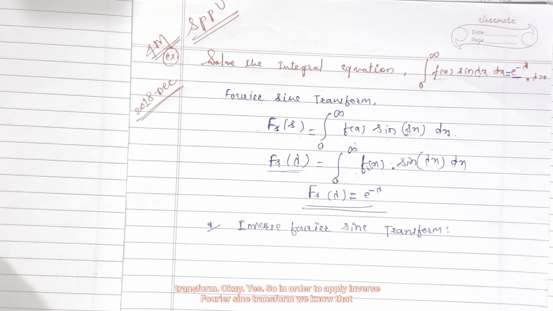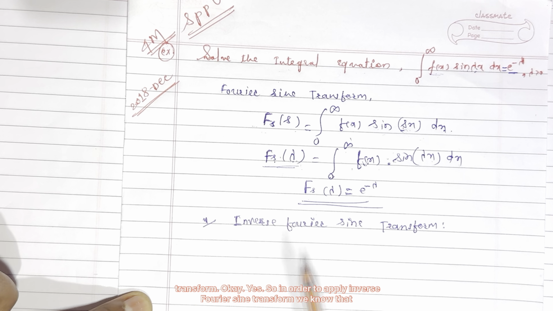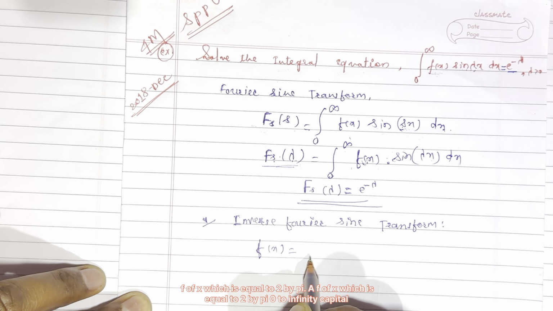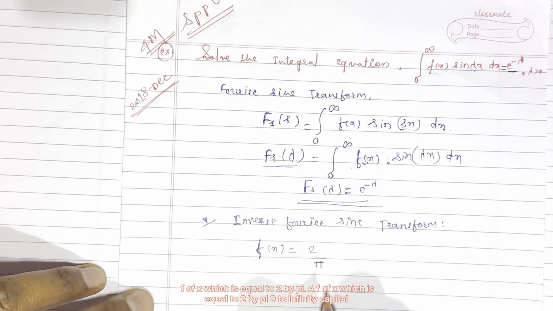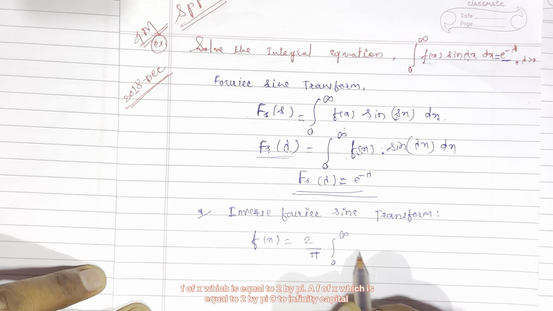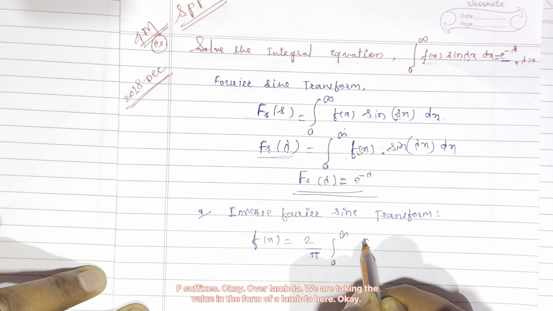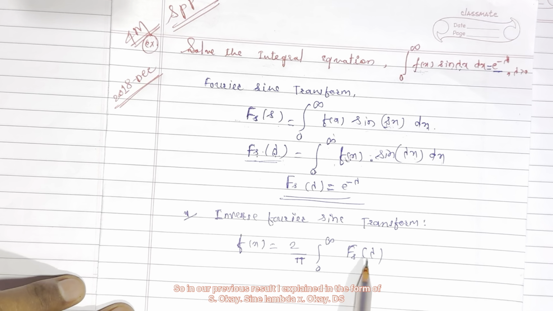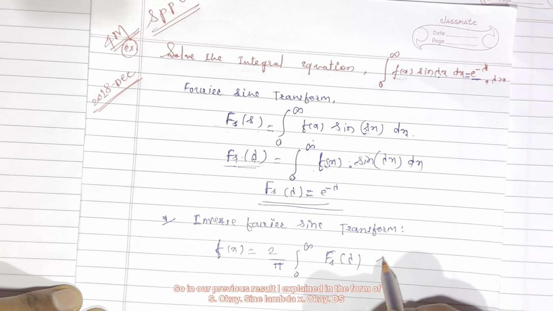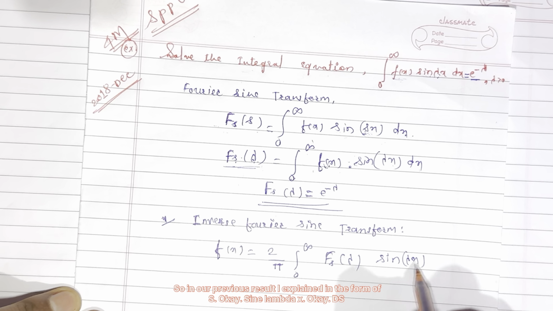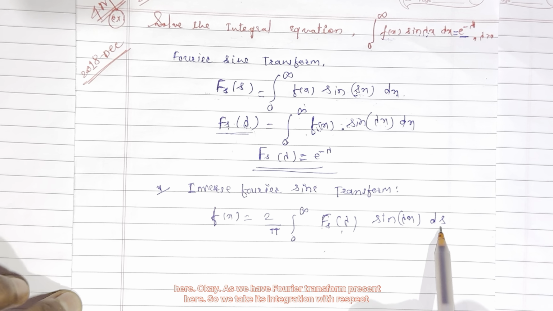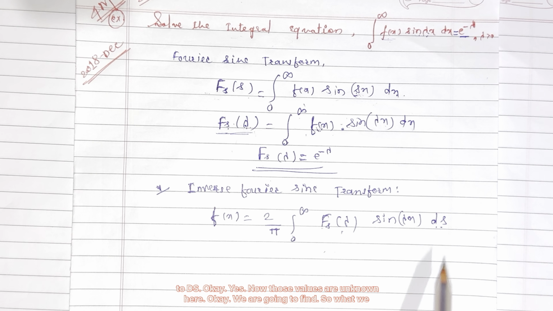In order to apply the inverse Fourier sine transform, we know the standard formula: f of x is equal to 2 by pi, integral from 0 to infinity of capital F_s of lambda, sine lambda x, ds. We are taking the value in the form of lambda here, while in our previous result I explained it in the form of s. As the Fourier transform is present here, we take its integration with respect to ds. Those values are unknown here, and we are going to find them.